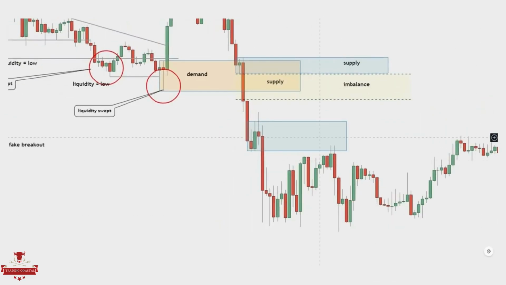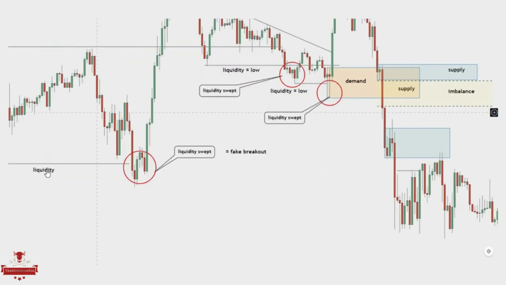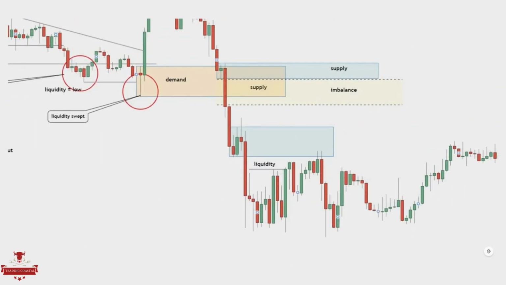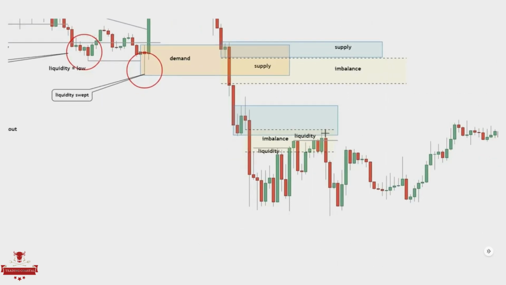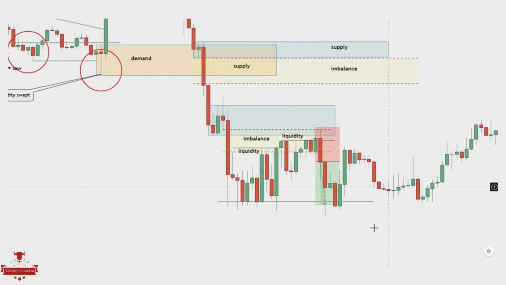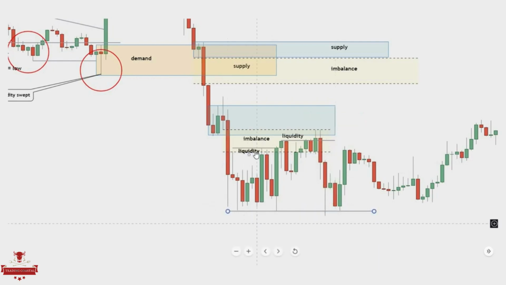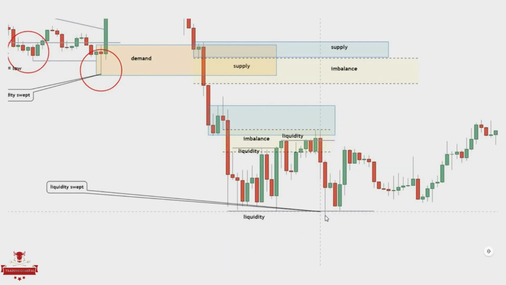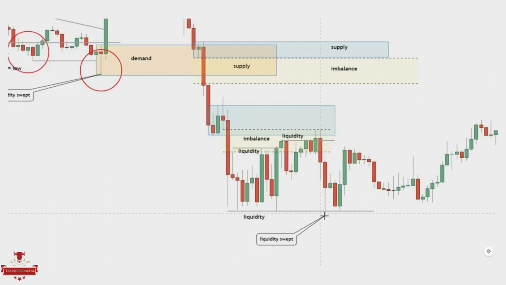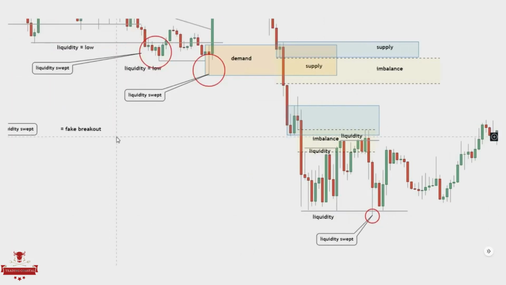Below we have another supply zone with an imbalance and liquidity below it. Being more precise, we have two liquidity levels that had been swept. We can enter at the upper edge of the imbalance that correlates with the demand zone, or wait for candle rejection and put the stop loss above it. The target in this setup should be the support level below, which is a liquidity level 2. And as we can see, we have a liquidity swept before price bounces in the upside direction.